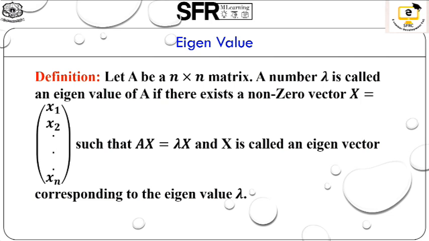Let A be an n cross n matrix, that is a square matrix. A number lambda, a scalar value, is called an eigenvalue of A if there exists a non-zero vector x, which is an n cross 1 matrix, that is x1, x2, etc. xn, such that Ax equals lambda x. We take that lambda which satisfies Ax equal to lambda x; lambda is called an eigenvalue and x is called an eigenvector corresponding to the eigenvalue lambda.